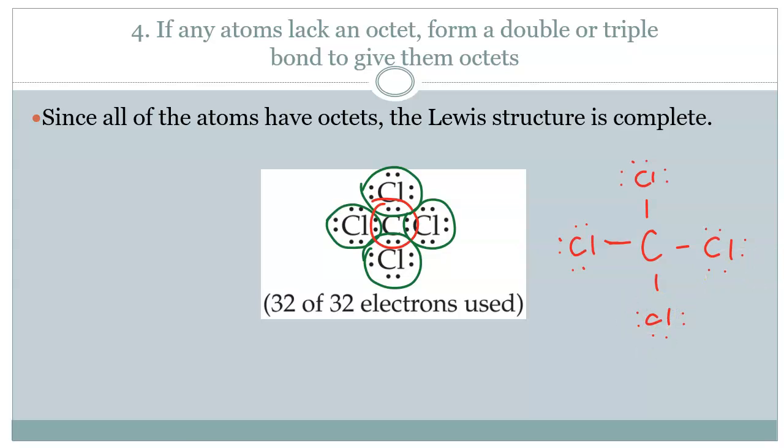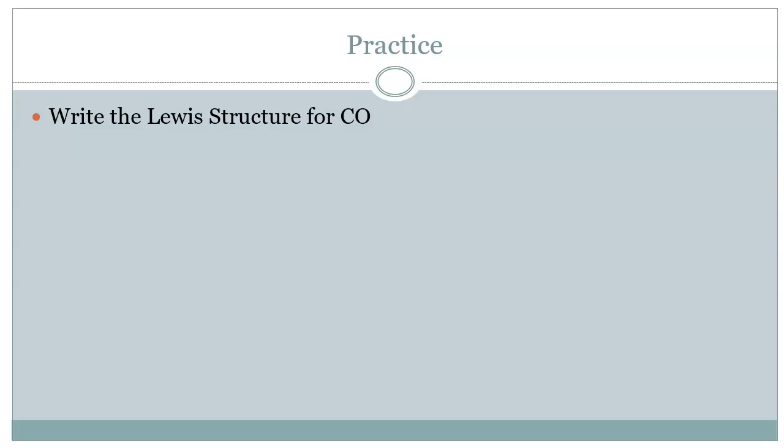More typically, we'll draw our final structures like this to represent our bonds, which would be our single bond, which is representing our 2 electrons. Right, so let's go ahead and work on this together. You're welcome to pause the video and try it yourself and then check your work.